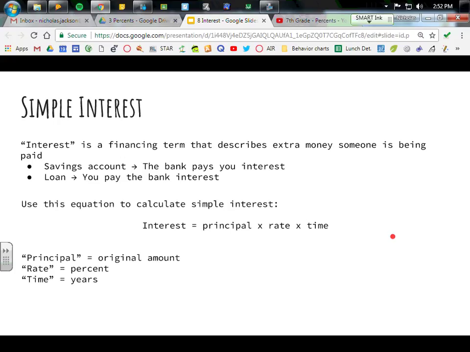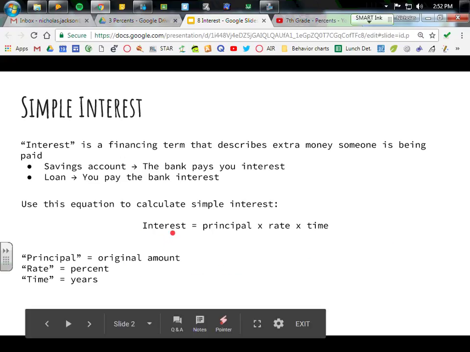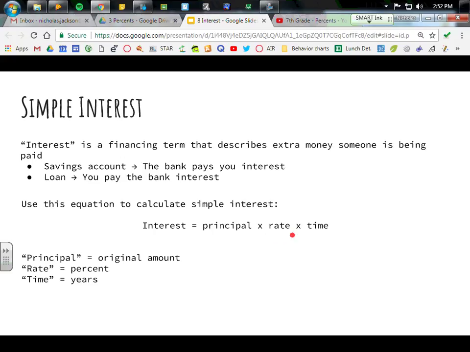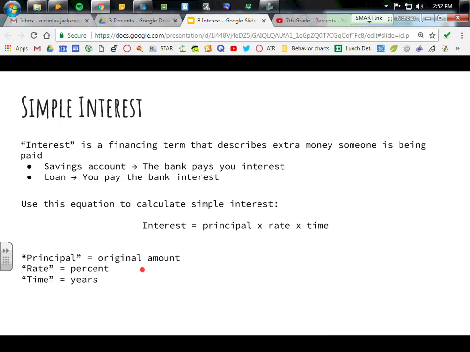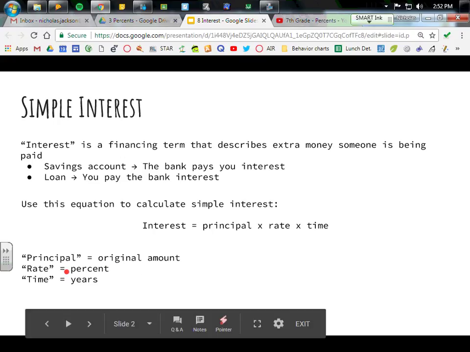So how do you calculate simple interest? We're going to use this equation. You'll find your interest by multiplying your principal times your rate times the amount of time you have the account. Let's define some terms here. Principal is the original amount that is either borrowed or put into the account. Rate is your percent, and your time is usually in years. It's the amount of time you have the account open.